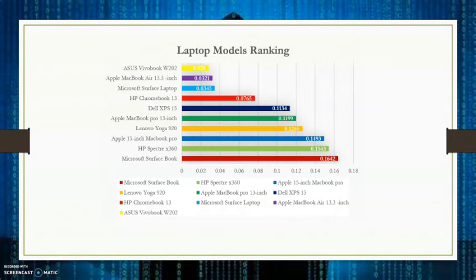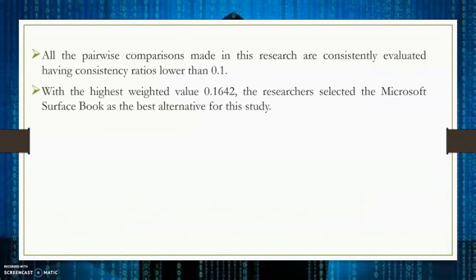After computing the alternatives' priority vector for each criterion, the researchers were able to get the overall ranking of the laptop models by multiplying the created matrix of criteria weights and the priority vectors. All the pairwise comparisons made in this research are consistently evaluated, having a consistency ratio lower than 0.1. And with the highest weighted value of 0.1642, the researchers selected the Microsoft Surface Book as the best alternative for this study.